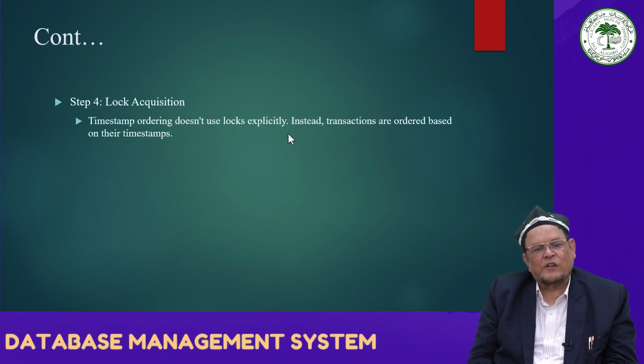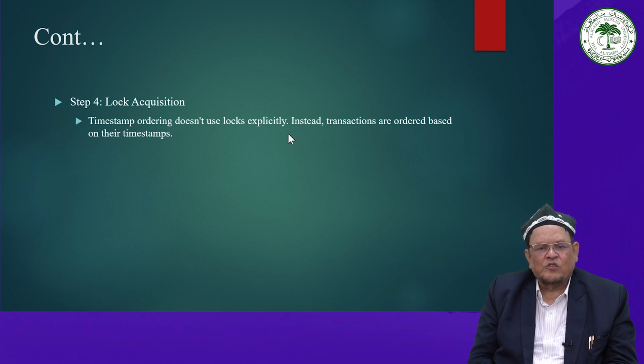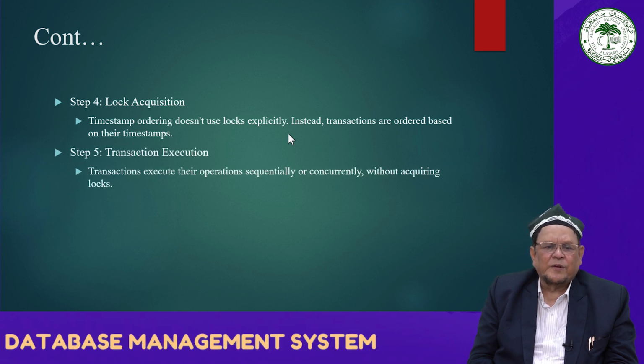And the fourth step, lock acquisition. You have to lock when one transaction is executing. Here, timestamp ordering does not use locks. So here we have used timestamp ordering, so it will not use locks explicitly. Instead, transactions are ordered based on their timestamps. The fifth step, transaction execution. Transactions execute their operations sequentially or concurrently without acquiring locks.